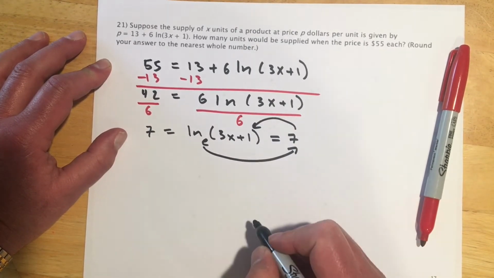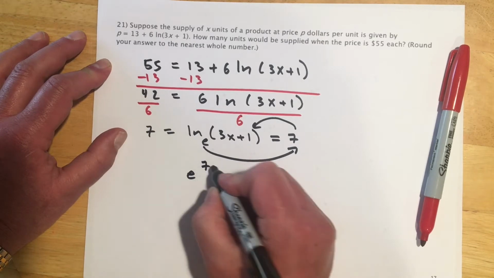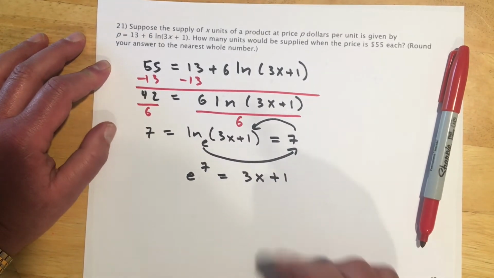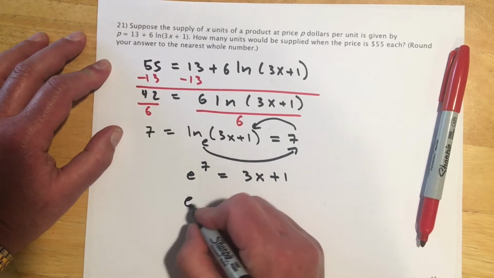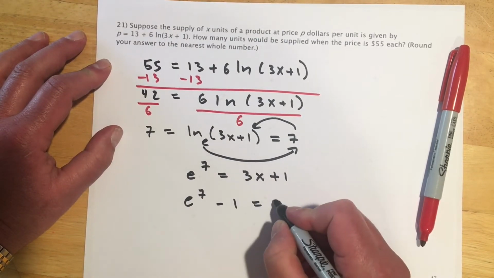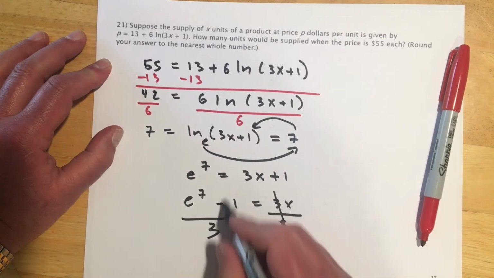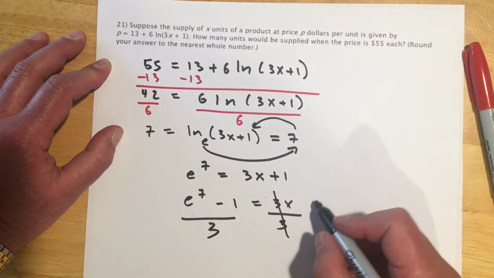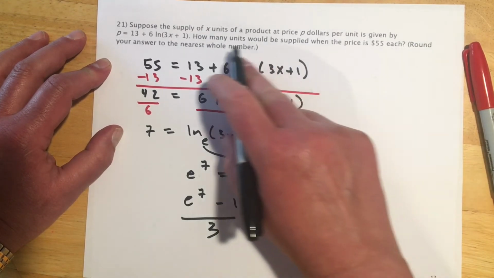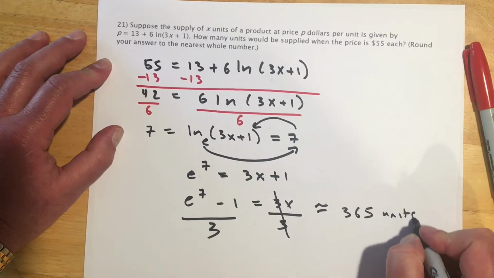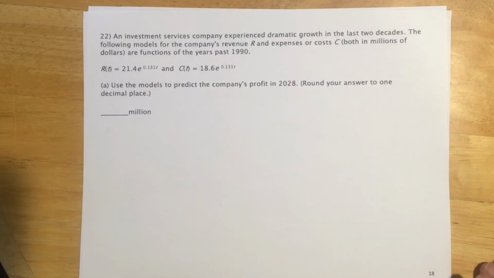e to the 7th makes the stuff inside. So e to the 7th equals 3x plus 1. Now I can subtract the 1 over, and then just divide both sides by 3. And if you throw all that in a calculator, I got x to be, to the nearest whole number, 365 units. Okay, last problem, number 22.